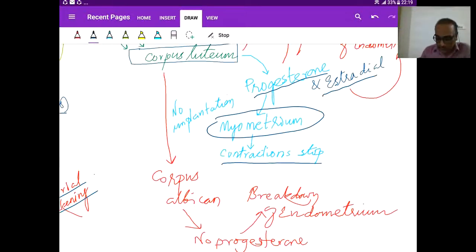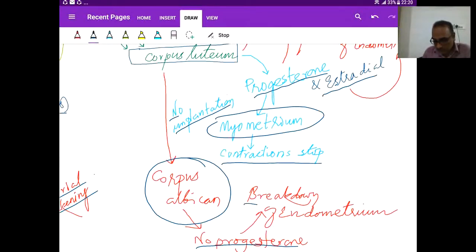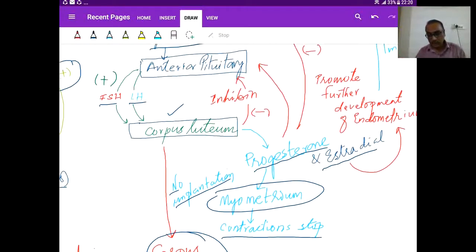Now if there is no implantation, okay, there is no pregnancy, what happens? As we know, the corpus albicans is formed by shrinkage of the corpus luteum, and then the progesterone level declines. No progesterone, then it leads to breakdown of the endometrium. Clear? So that is how the corpus luteum is regulating the luteal phase along with the estradiol and inhibin.